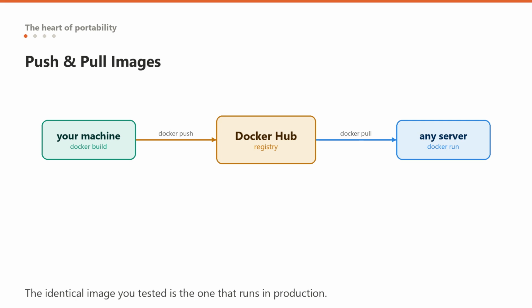The flow is simple. You build your image, tag it with a name, and docker push it to the registry. Then, on any other machine, a server, a colleague's laptop, a build pipeline, you docker pull that exact image and run it. This is the heart of Docker's portability. The identical, versioned image you tested is the one that runs in production. No rebuilding, no drift.